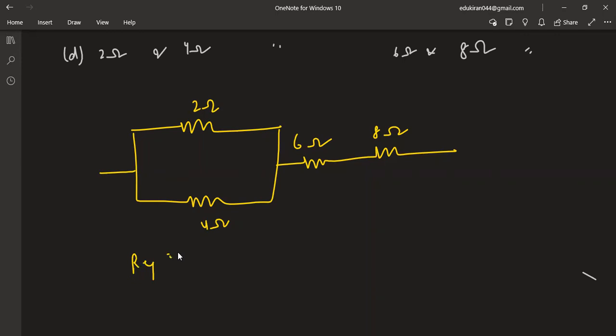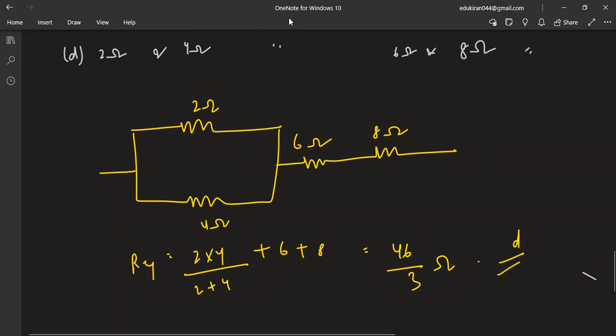Now you take out the equivalent resistance. 2 and 4 in parallel, so that is going to be 2 into 4 by 2 plus 4, plus 6 plus 8. This will turn out to be, this is 14. So 8 by 6. This will come out to be 46/3 when you reduce it. So D option. Why were only 2 students able to answer this? This was the easiest question, and this question was from your previous year only.